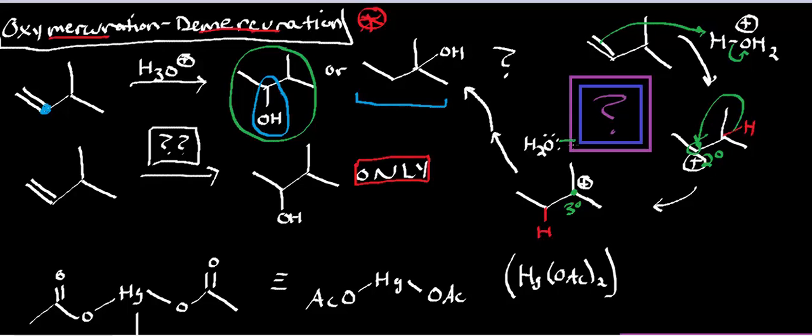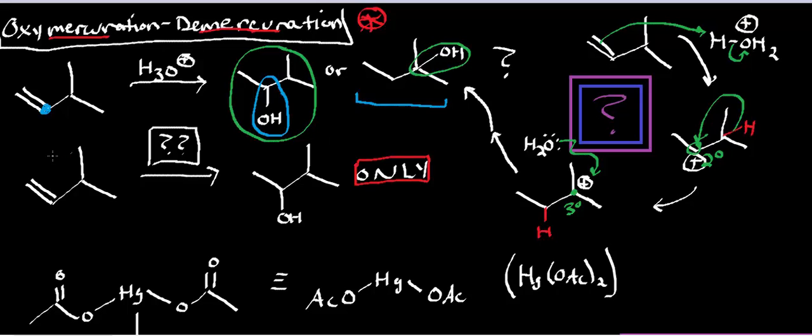And once that occurs, then water can attack there. You get a subsequent proton transfer to remove the extra proton, and you end up with the OH in this position. So one of the problems with hydration of an alkene is that if you have the possibility for a rearrangement, you can get at least two products, and that's not really good. So we'd like a way to avoid the production of multiple products and get one specifically.